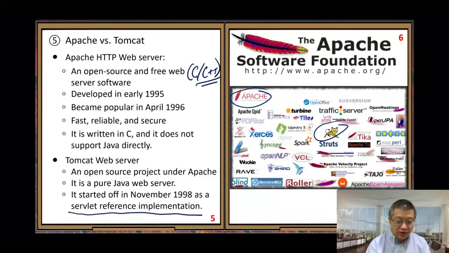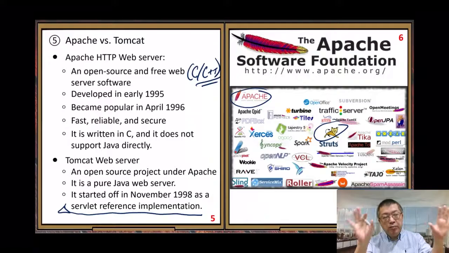Servlet reference implementation means that at the beginning, it was not production software. It was for experiment, for demonstration, showing people that servlet technology works. But later it became better, and after some point, it became a solid production Java web server. All right, so let me stop B.2 here.